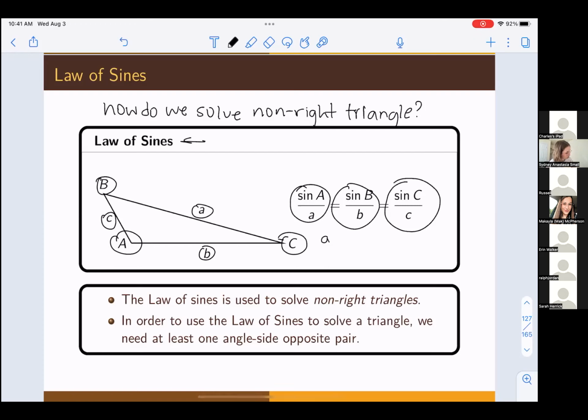So this equation is also equivalent to saying side A over the sine of angle A equals side B over the sine of angle B equals side C over the sine of angle C. And you should believe me that that's true. All I did was invert all three sides of the equation, just flipped the ratios upside down.